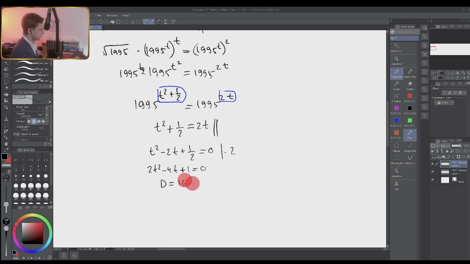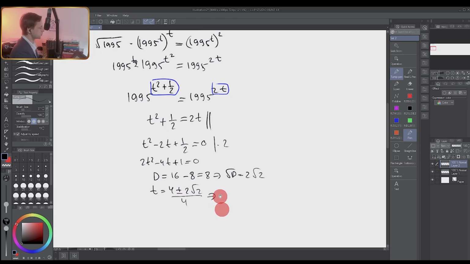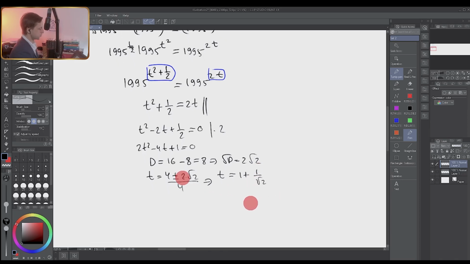Discriminant is 16 minus 8 equals 8, and therefore the square root of the discriminant is 2 square root of 2. Then t equals 4 plus minus 2 square root of 2, divided by 4. And we have two possible values of t. t equals 1 plus 1 over square root of 2. I just divide the terms separately, this one by 4 and this one by 4. This one by 4 will be square root of 2 over 2, but if you divide it once again by square root of 2, you can get it in this form. And finally, 1 minus 1 over square root of 2. So these are two possible values of t.